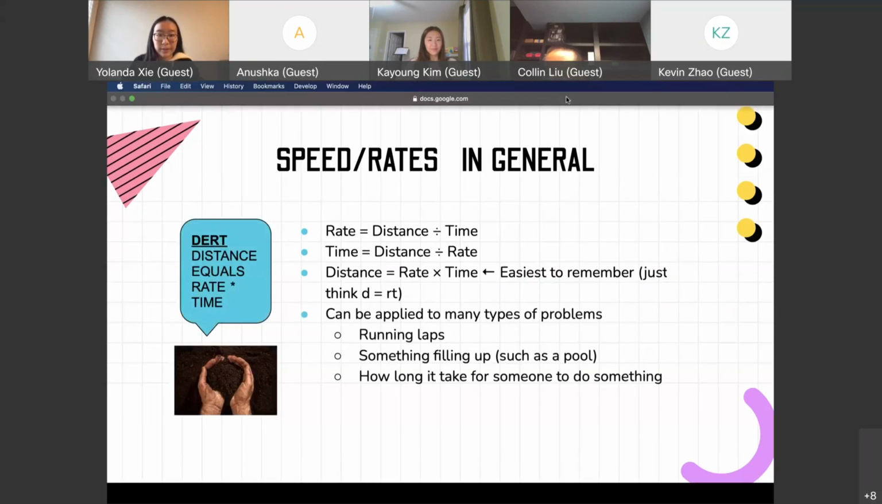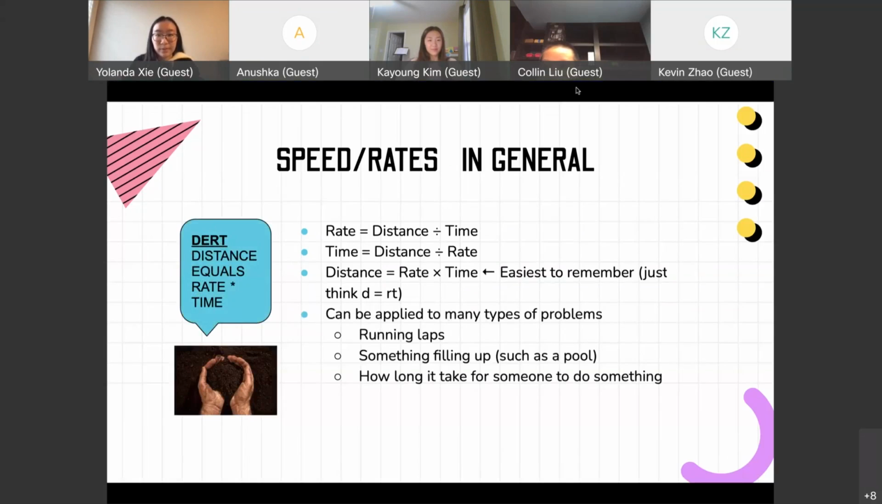So for example, if you wanted to get what time equals, you can just divide distance by rate, and then you divide this side also by rate.